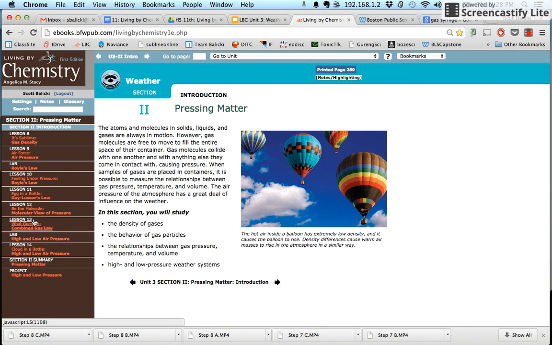In Lesson 13, students learn about the combined gas law. And in Lesson 14, students do an experiment in which they make a cloud in the bottle and see what the relationship between phase, pressure, temperature, and volume is for an enclosed sample of gas inside that bottle.